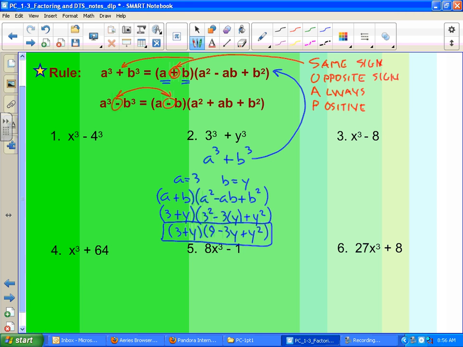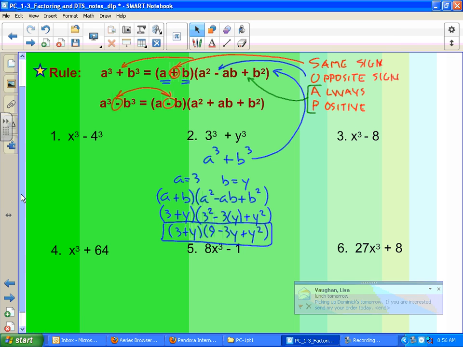Then we have opposite signs. So the opposite sign says we're going to be the opposite of what we began with. If I began with a positive, I'm going to have a negative. And then always positive, this component, means that last term there in my factored form will always be a plus. So there's maybe a little reminder for you of how I set my signs up for this problem.